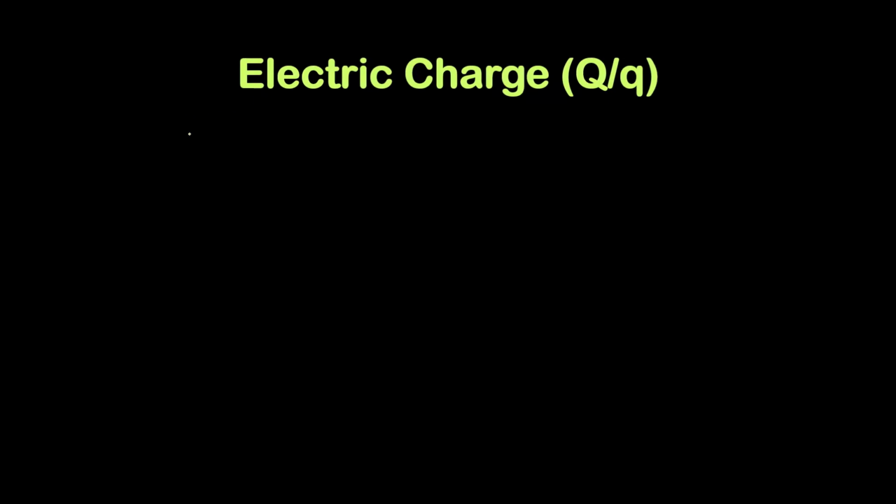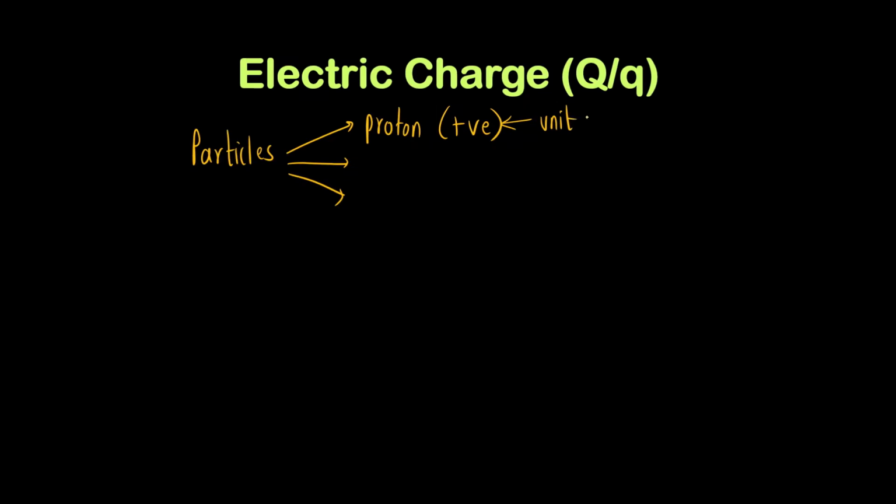Electric charge is basically something we talk about in terms of subatomic particles. Which are the subatomic particles? The ones that are present in the nucleus are protons. We know proton is positively charged. So what is this positive? It is the unit charge of that particle. So proton is positively charged. We say electron is negatively charged, so electron has unit negative charge.